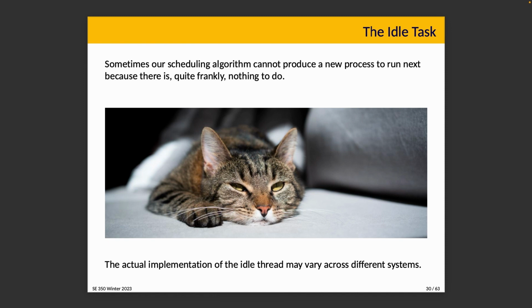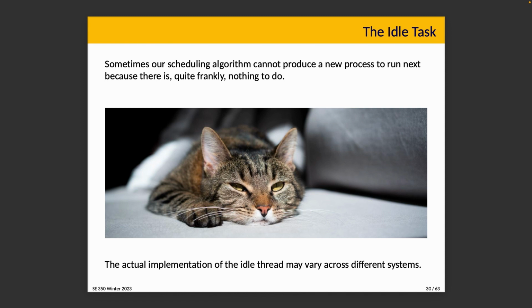We need something. And for that, operating systems have an idle thread or idle task, however you want to call it. The purpose of the idle task is more or less to fill up time that's otherwise unused. The actual implementation of the idle thread can vary across different systems. In some cases, you just invoke the scheduler repeatedly, hoping this time we'll come up with a different result. In others, it just does a bunch of useless addition. It might be a whole bunch of no-op instructions.